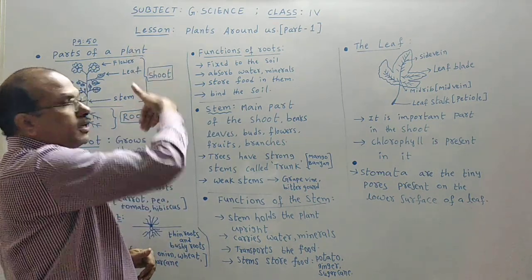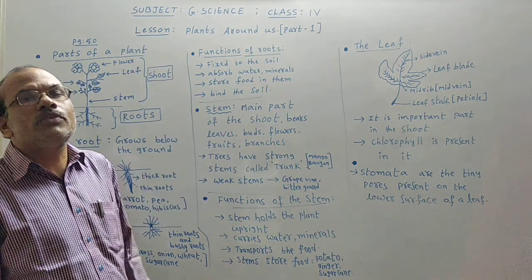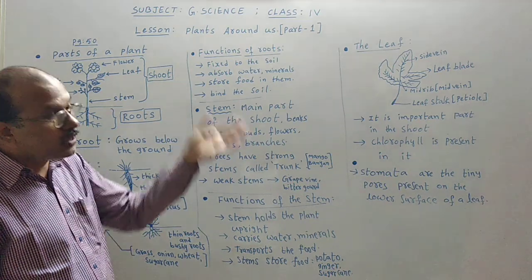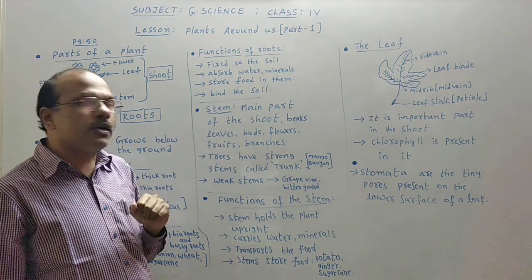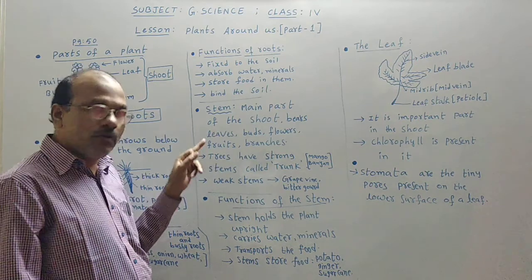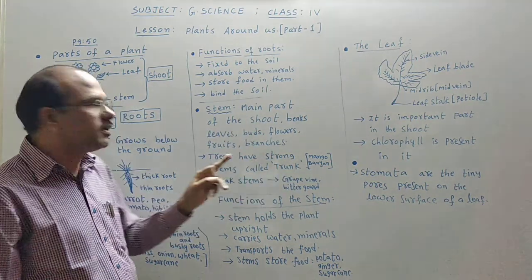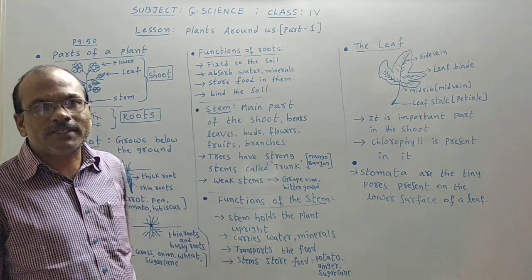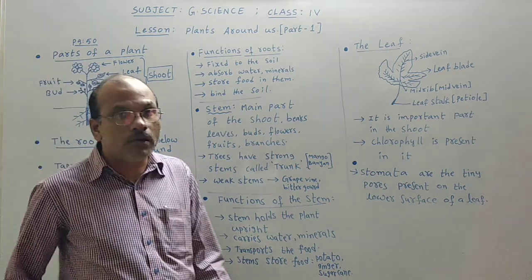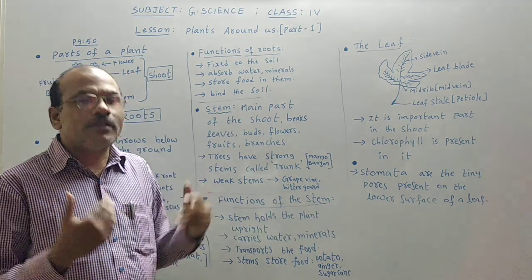Shoot means the top above the ground which grows for a plant. We said, no? In the shoot, stem is the main part. Then it bears leaves, buds, flowers, fruits, of course branches. All those are carried or borne by the stem only.